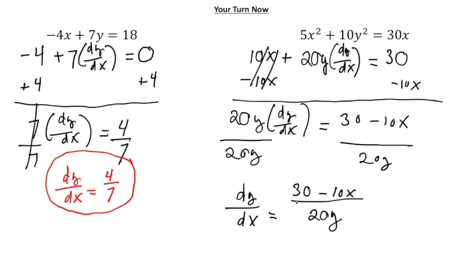Okay. Now this one could actually be reduced. We could divide each part by 10. So technically the correct answer is going to be 3 minus x over 2y. And there it is.